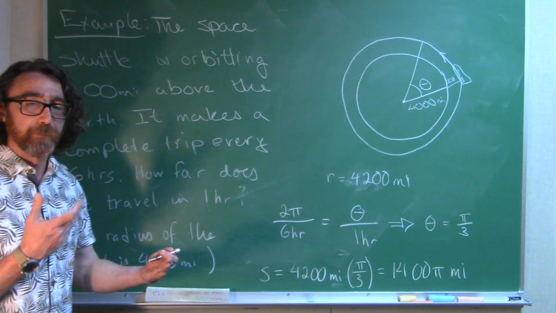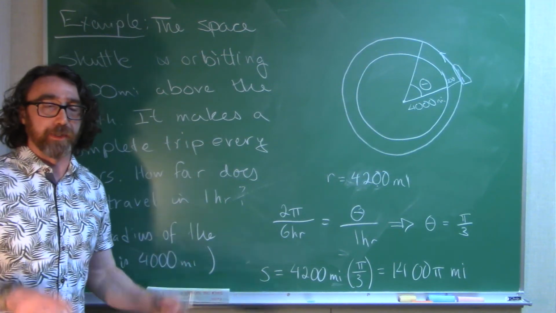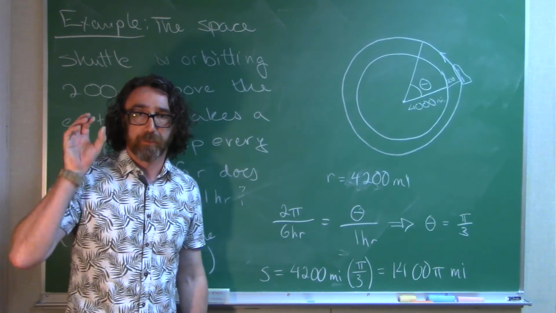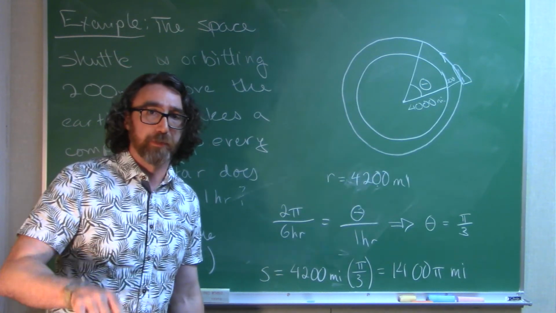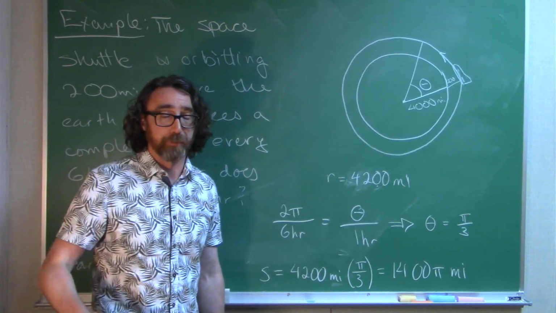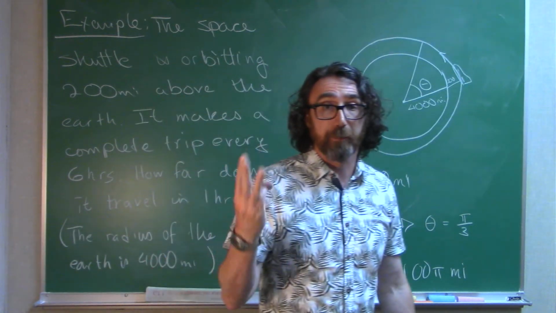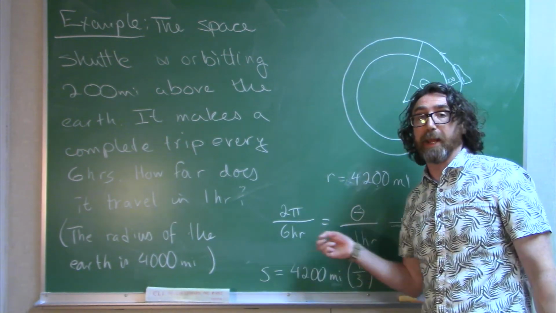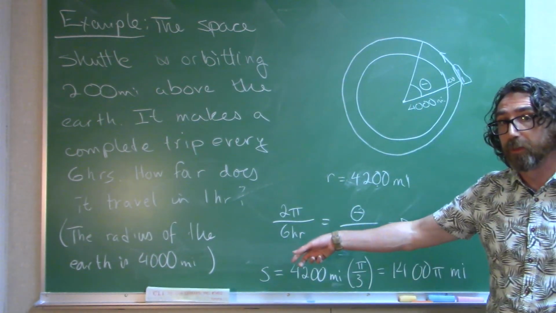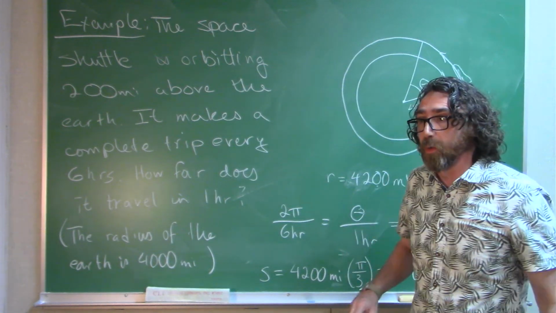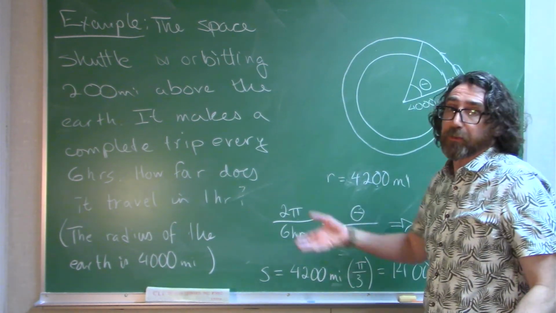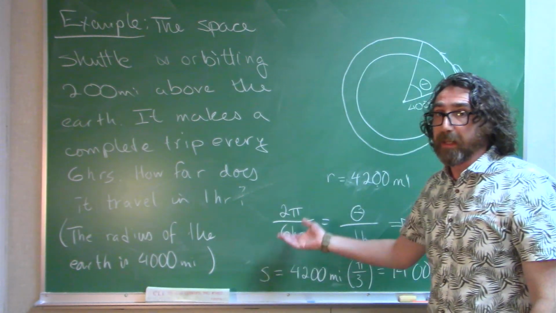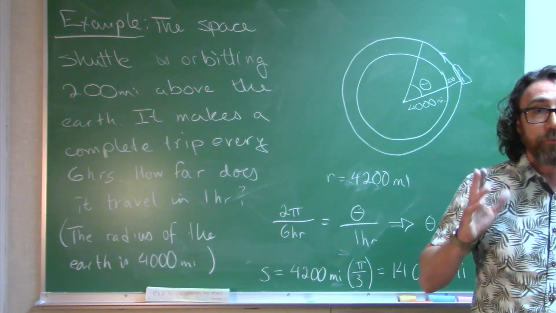So, a couple of applications of the arc length formula. s equals r times theta. The arc length is equal to the radius times the angle measured in radians. And if you know any two of them, you can figure out the third. In the examples we looked at, we were mostly figuring out s. We had r, we had theta, we found s. But it doesn't have to be the case. If you know the arc length and you know the radius, you can find theta. If you know the arc length and the angle, you can find the radius. Any two of them, you can always find the third.